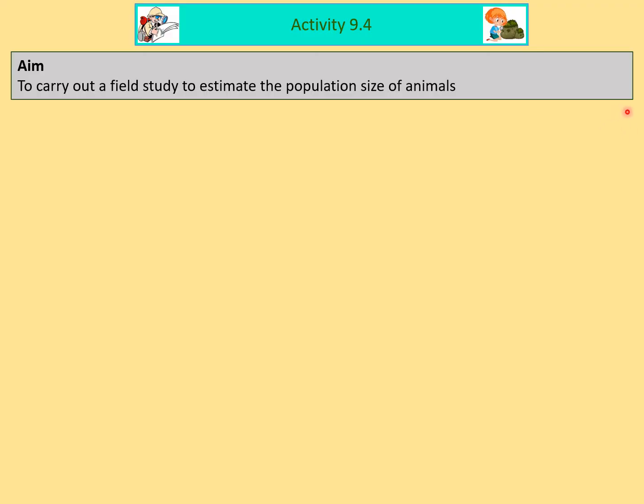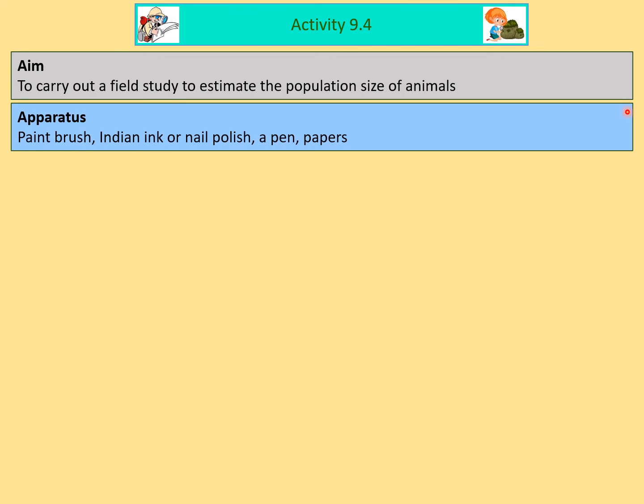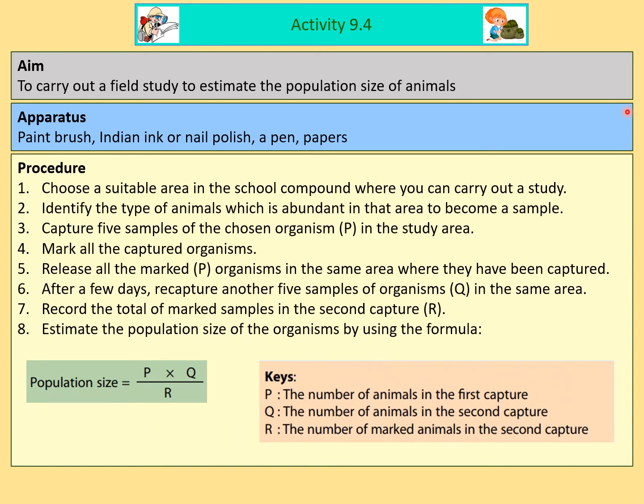Activity 9.4. The aim of this activity is to carry out a field study to estimate the population size of animals. The apparatus: paintbrush, Indian ink or nail polish, a pen and paper. The procedure: choose a suitable area in the school compound where you can carry out a study. Identify the type of animal which is abundant in that area to become a sample.